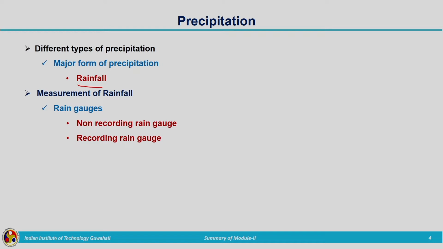Different types of rain gauges we have seen, non-recording rain gauges and also recording rain gauges. Earlier days we were having non-recording rain gauges, and later on all the non-recording rain gauges have been replaced by the recording type of rain gauges. So, automatically the rainfall values will be recorded. These rain gauges will be giving you the rainfall which is occurring at a particular point. So, it is also referred to as the point measurement of rainfall.